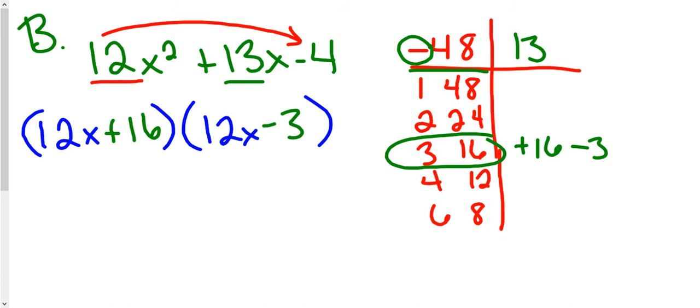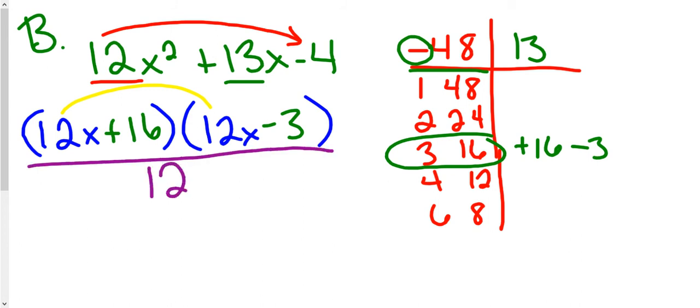Now this group of factors is now 12 times too big. If I tried to FOIL this back together, 12x times 12x is 144x squared. I only want 12x squared. So it's 12 times too big. I have to divide 12 back out. And this is where something interesting happens, because if we take a look at the numbers inside our parentheses, they don't divide by 12 evenly.